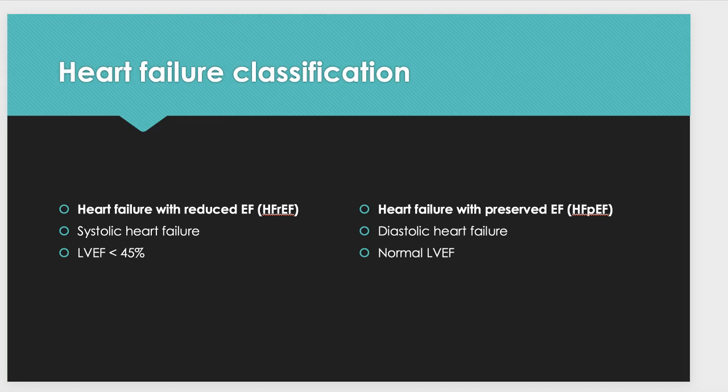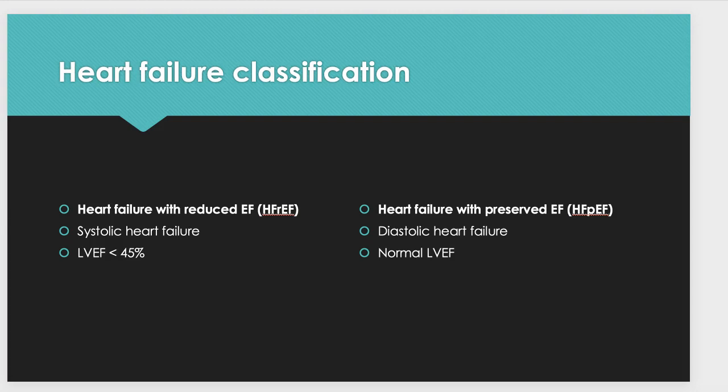If you have a heart failure patient, you need to always classify them. The nomenclature is currently getting changed. We have heart failure with reduced EF or HFrEF. This is systolic heart failure. This is when patients have a documented left ventricular ejection fraction, remember, we get that number on echocardiogram, that is less than 45%. We can also have heart failure with preserved EF or HFpEF.